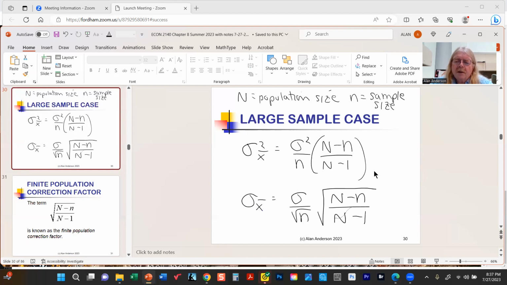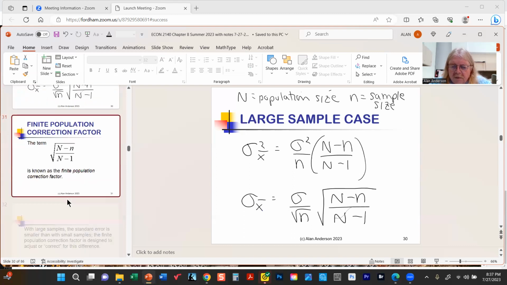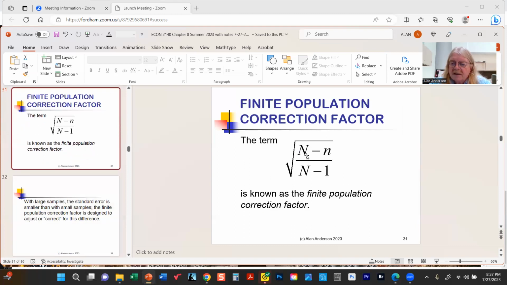By the way, this term, not the one on top, the square root, this one has a name in statistics. It's called the finite population correction factor. It's meant to tell us how to adjust when we have larger samples.